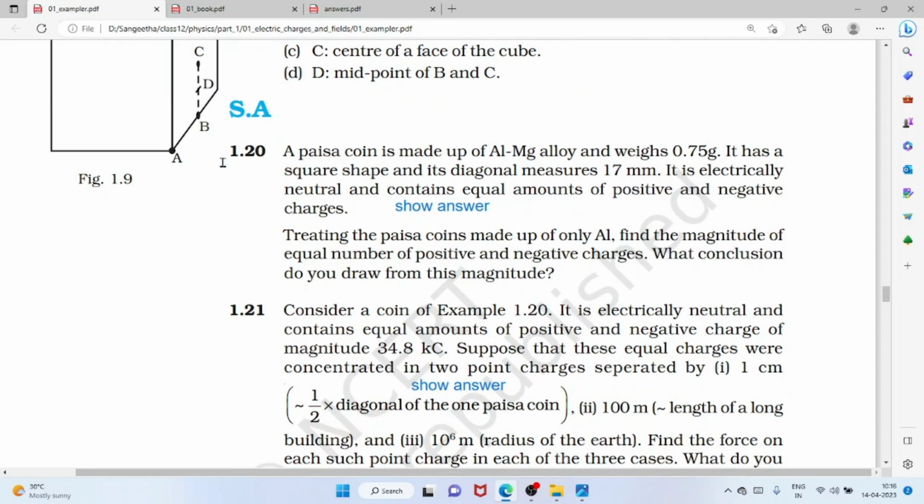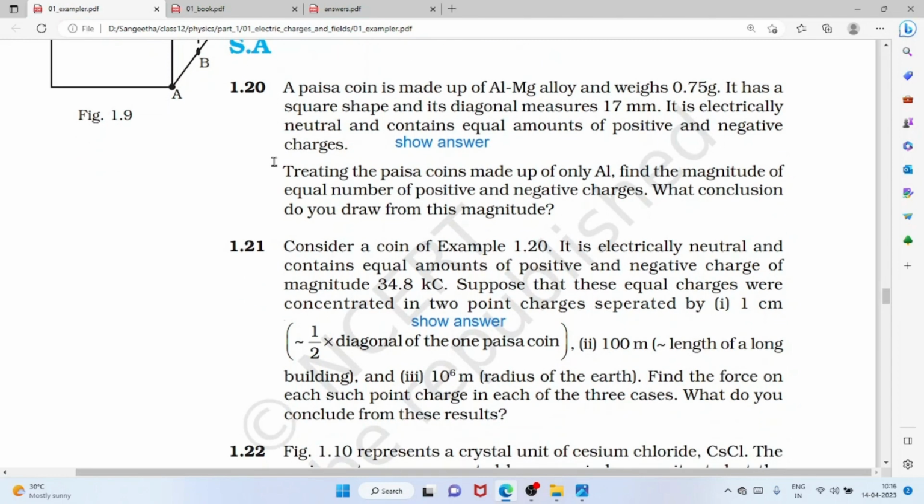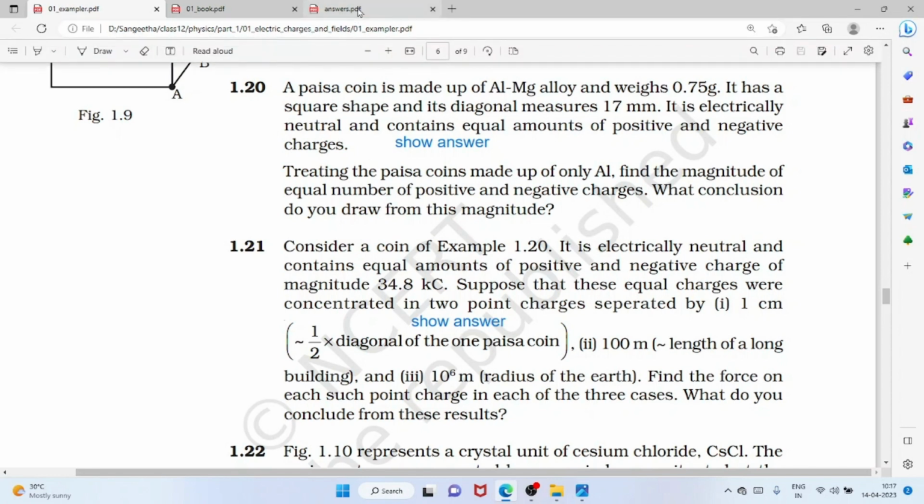A paisa coin is made of aluminum and weighs some grams, and is square in shape. It is electrically neutral and contains equal amounts of positive and negative charges. Treating the paisa coin as made up of only aluminum, find the magnitude of the equal positive and negative charges. What conclusion do you draw from this? Question 20.